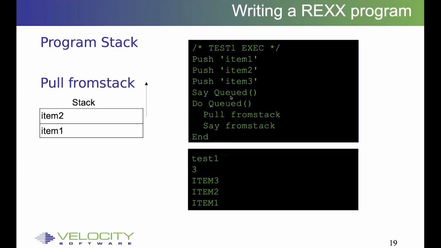Now, the queued function gives us a way to walk through the stack. And this is a very good way to process all the items in the stack if you need to. So here I'm building on the program again. I'm going to do queued, which is going to run this do block 3 times, pull and say, and I get 3, 2, 1, and the items come off in reverse order as I would expect.